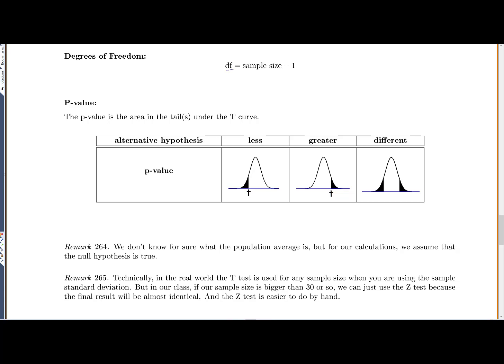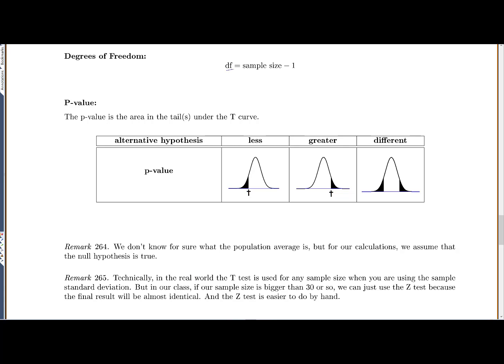As another remark, technically in the real world, the t-test is actually used for any sample size, not just small ones, when you're using the sample standard deviation, a standard deviation that you calculate from your sample. But in our class, if our sample size is bigger than 30 or so, because this is just an introductory class, we can just use the z-test because the final results will be almost identical for sample sizes bigger than 30. And the z-test is just so much easier to do by hand that people have for a long time had that tradition that if they have a big sample size of bigger than 30, they know that they'll get almost identical results, so they just use the z-test when they had to do things by hand.